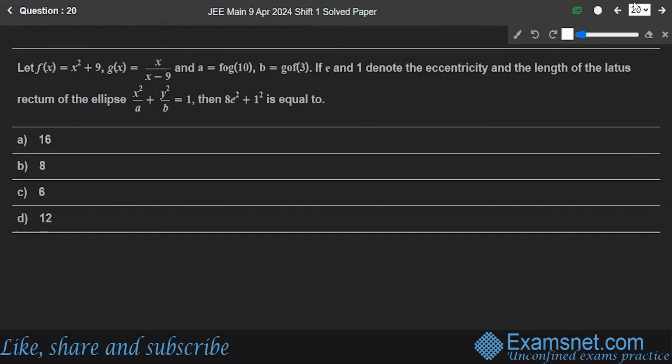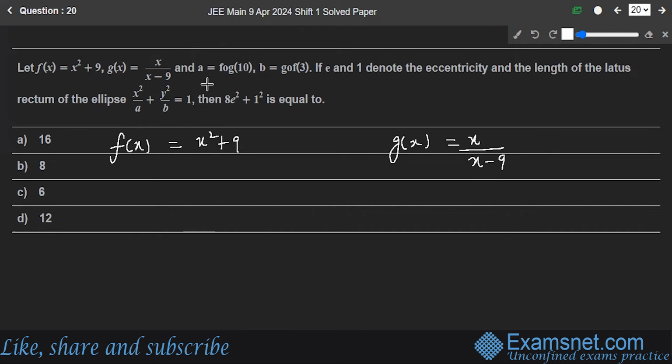Question number 20. Let f(x) is equal to x squared plus 9, g(x) is equal to x upon x minus 9, a is equal to this, b is equal to g of f of 3, e and l denote the eccentricity and the length of the latus rectum for this ellipse. What is 8e square plus l square? So you have two functions, f(x) and g(x).